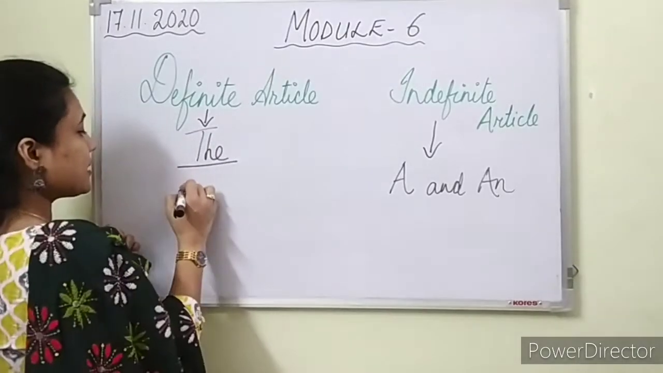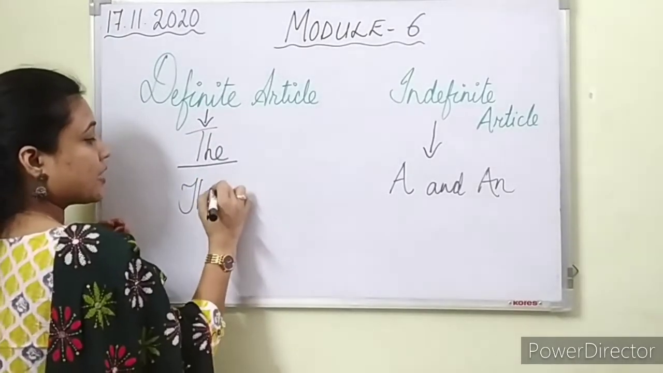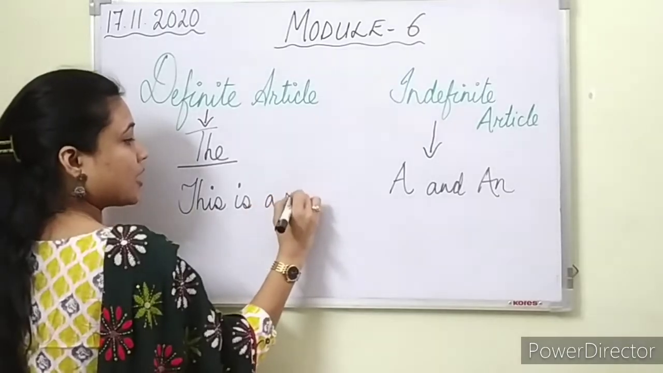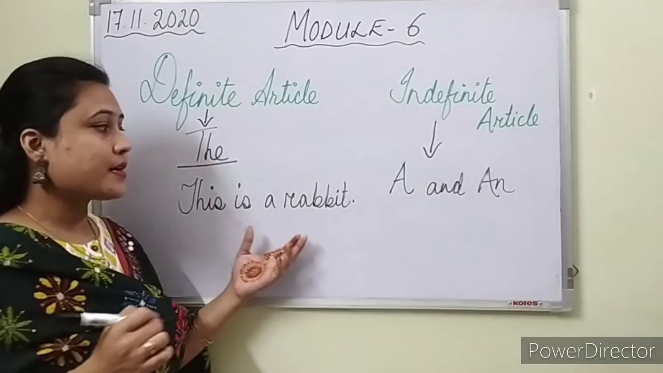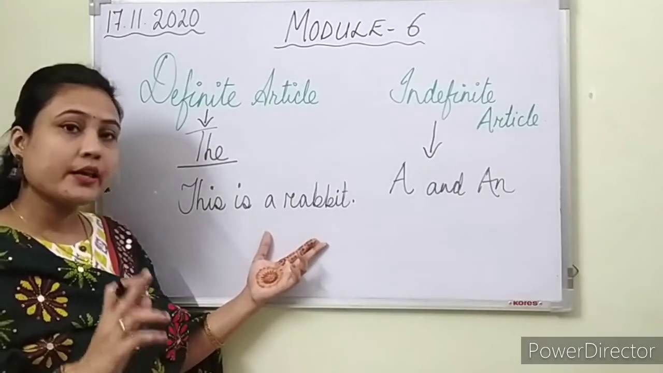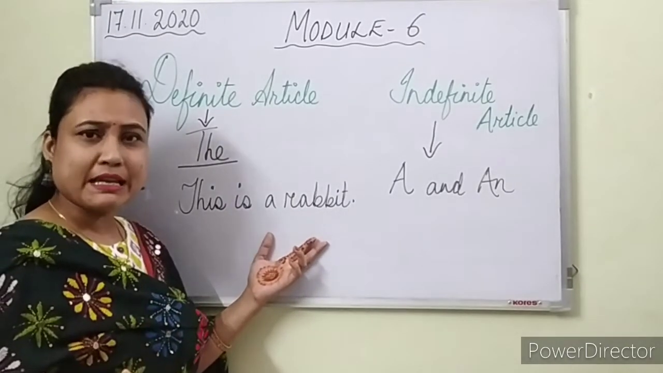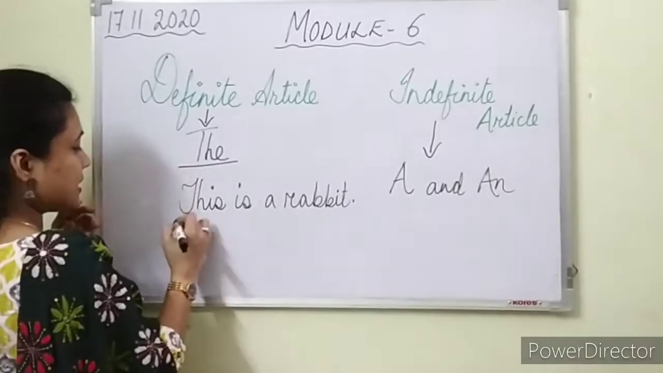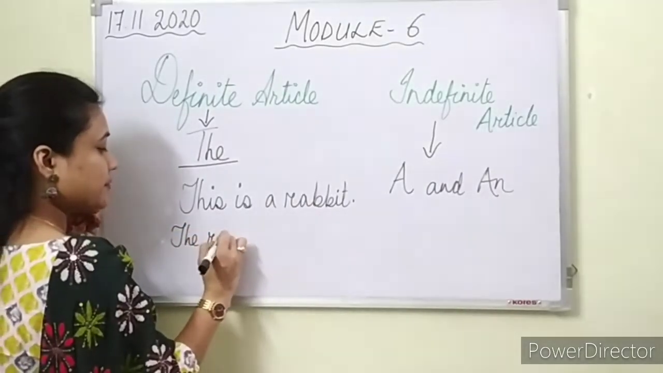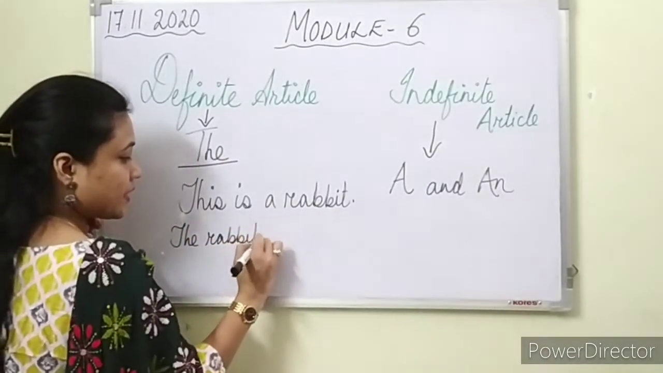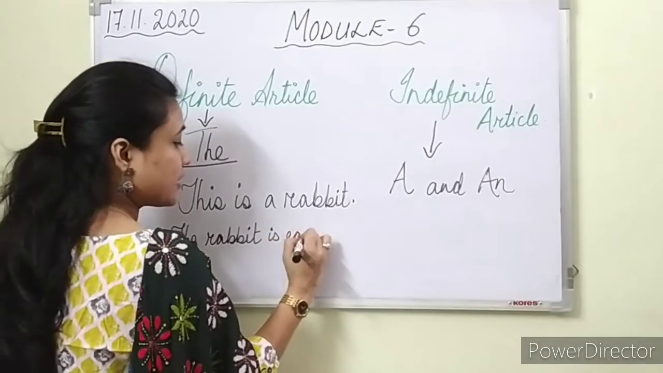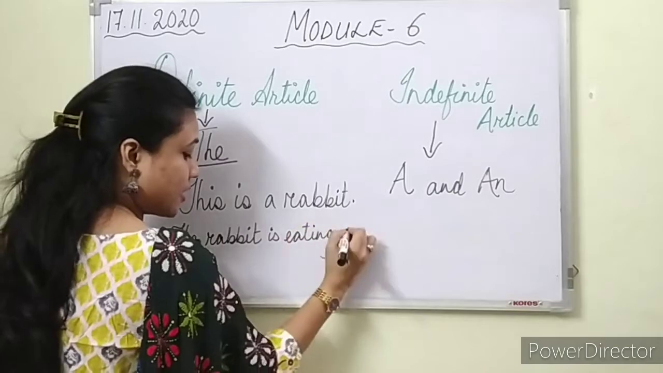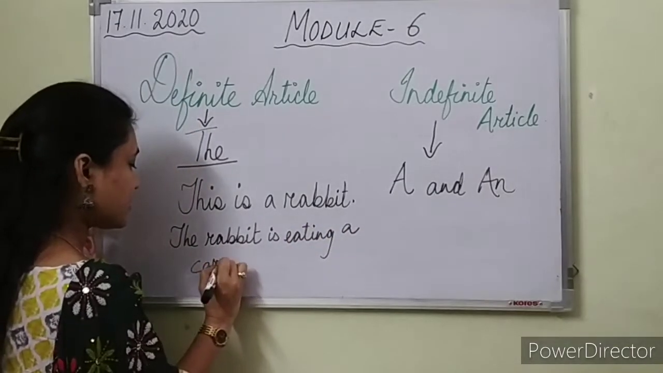I'll give an example of the definite article. If I say, this is a rabbit, I'm talking about only one rabbit. It may be any rabbit. But when I say, the rabbit is eating a carrot.